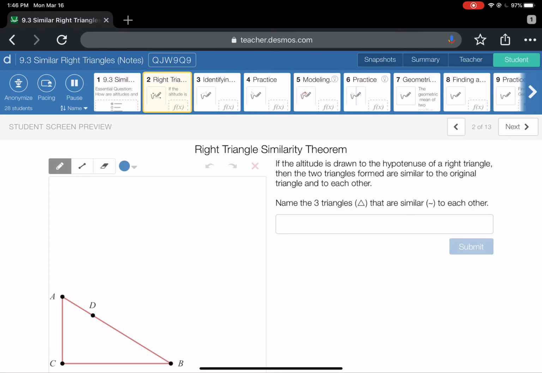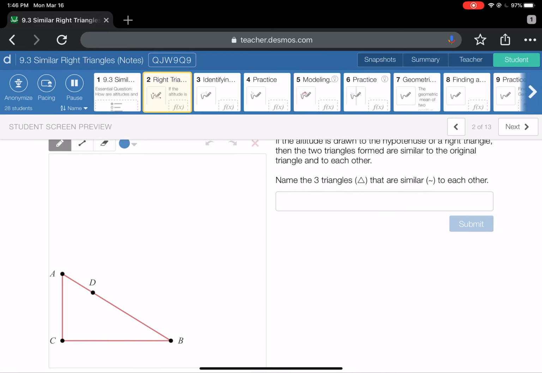The right triangle similarity theorem states that if the altitude is drawn to the hypotenuse of a right triangle, then the two triangles that are formed are similar to the original triangle and to each other. What I mean by that is if I draw an altitude, CD, from our right angle to the hypotenuse, I'm going to create three triangles that are similar to each other.